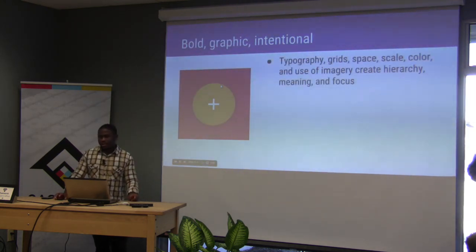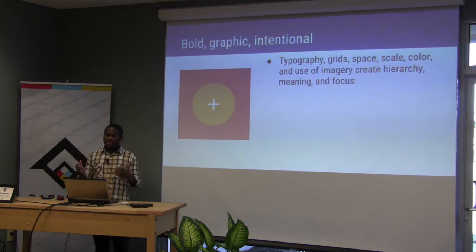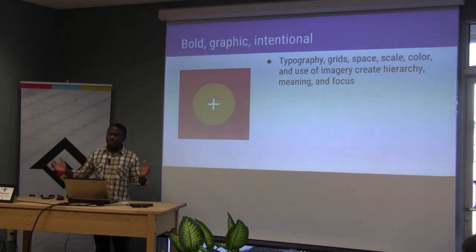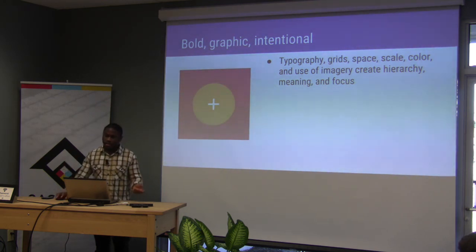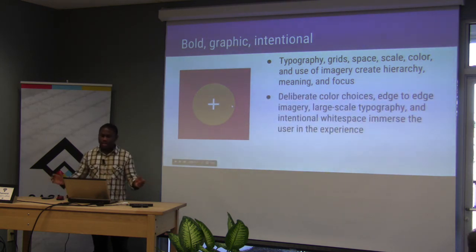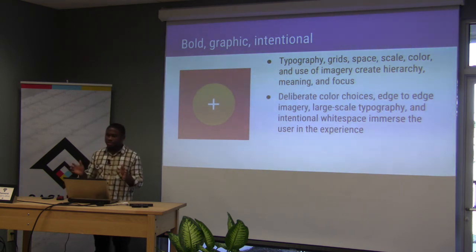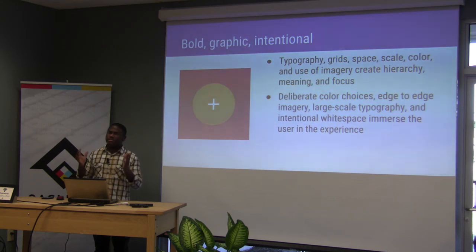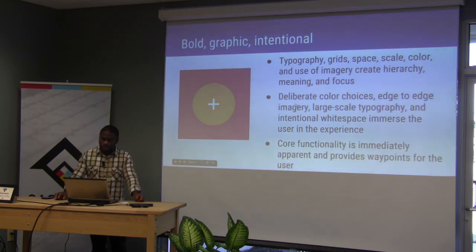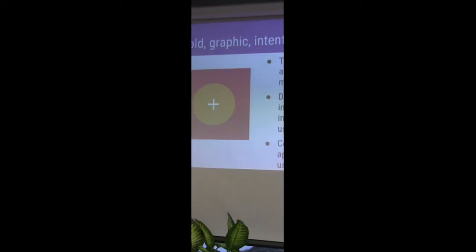Bold, graphic, and intentional. The use of typography, grid space, scale, color, and use of imagery creates a hierarchy, meaning, and focus. And so larger things are more prominent, and they should convey meaning as opposed to just being large and colorful. Deliberate color choices, edge-to-edge imagery, large-scale typography, and intentional white space immerse the user in the experience. And so you're not lost and searching for what you need to be looking at. It's right there. It's being put to you so that it makes meaning right off the bat. And core functionality is immediately apparent and provides waypoints for the user. So as you interact with it, it moves, it guides you as to where you need to go, what you need to be doing.